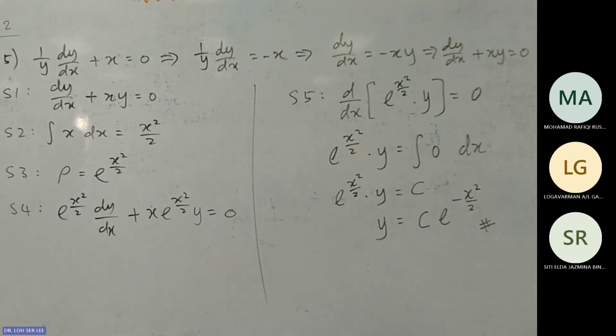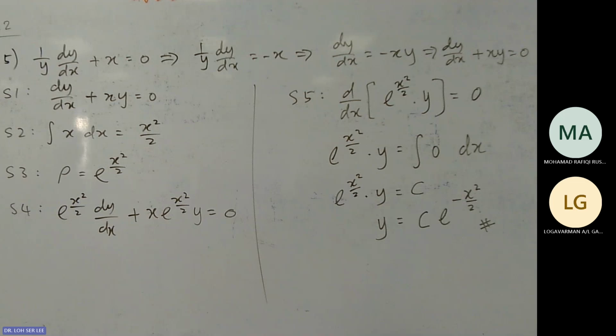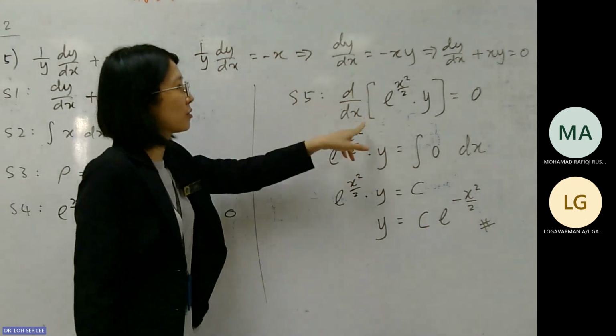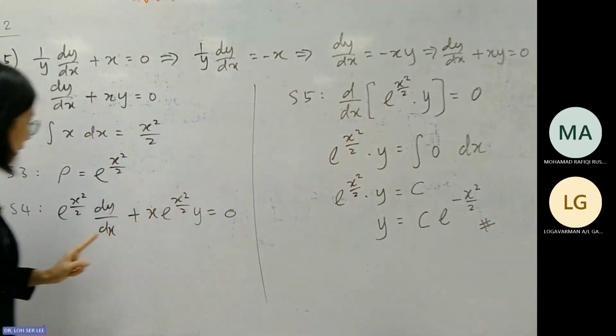Step 5. No, for step 5, you just use the integrating factor to find the independent variable. Whatever is on the other side, just ignore, because when you do the reverse, when you differentiate this one, you will get this back.